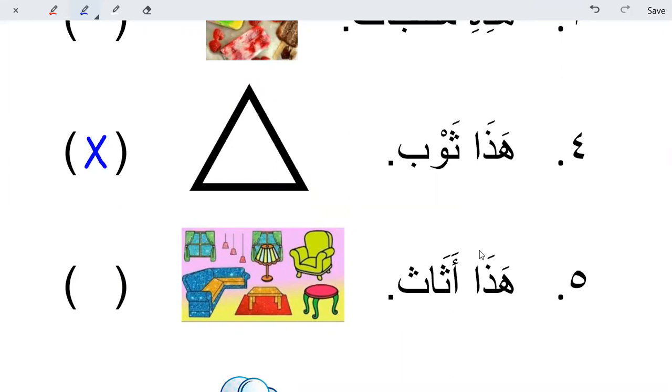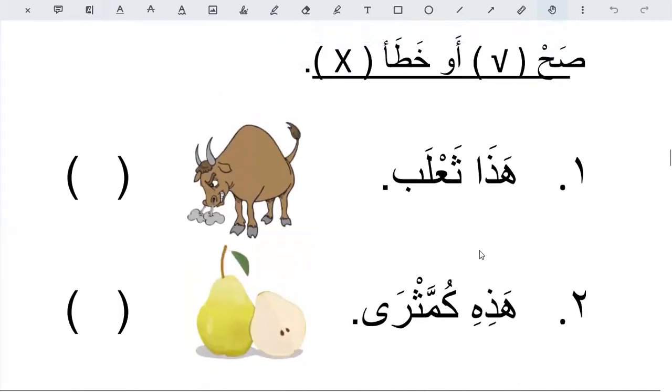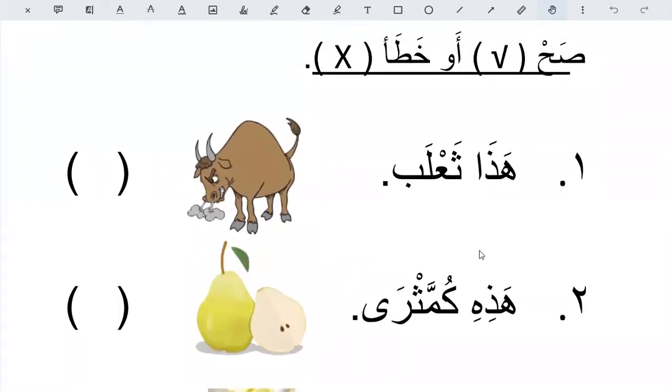This is fox. This is a dress. Soap means? Dress. Good. This is furniture. Good. Latifa. This is a fox.